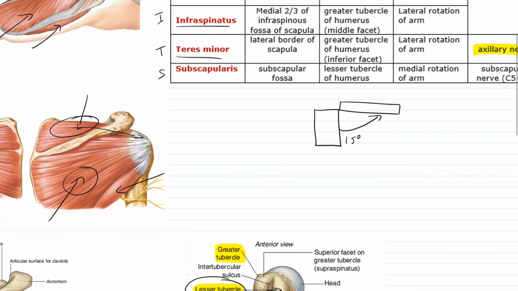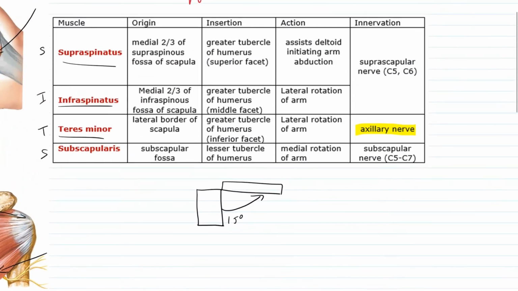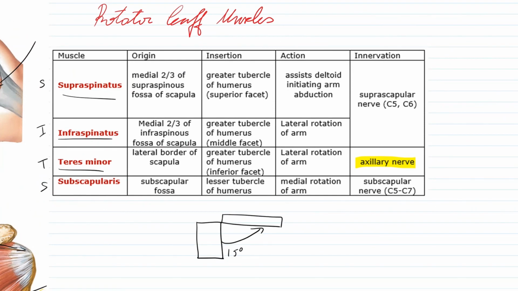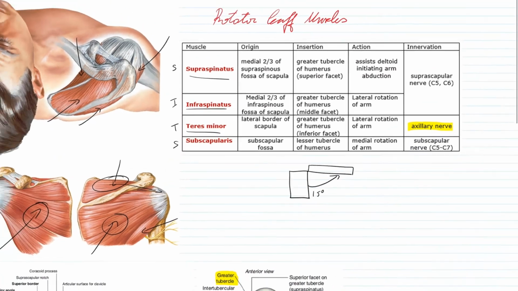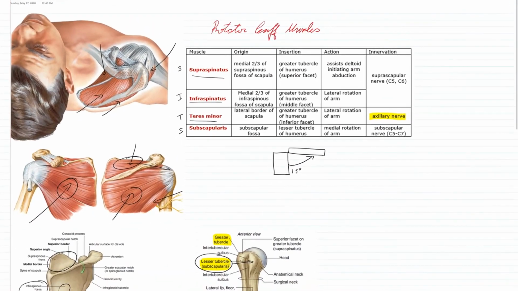And its action is a medial rotation of the arm, and its nerve is the subscapular nerve. So those are the four rotator cuff muscles. I hope this was helpful.